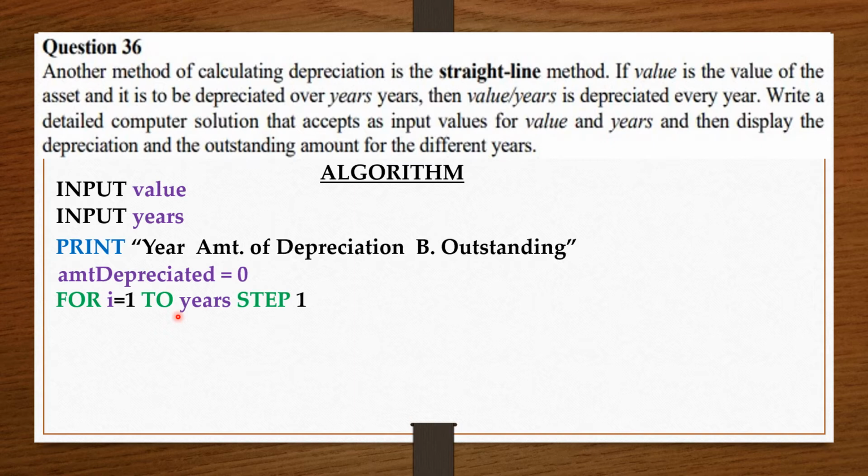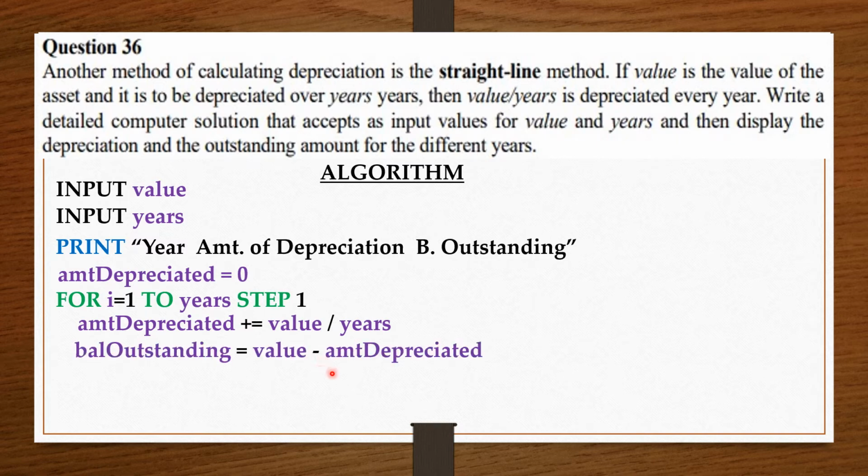And also from the question, we know the formula for the amount that gets depreciated every year is the value divided by the years. So we say amount depreciated plus equals value divided by years. Balance outstanding equals value minus amount depreciated.